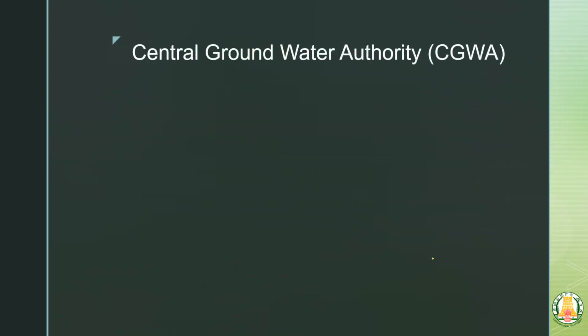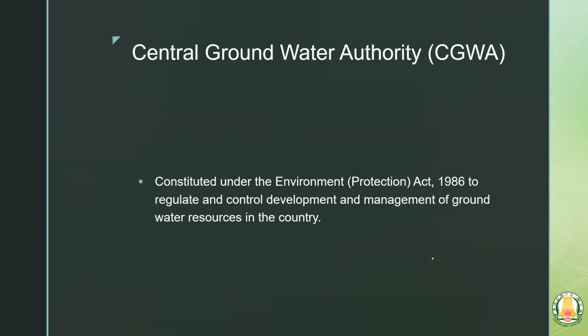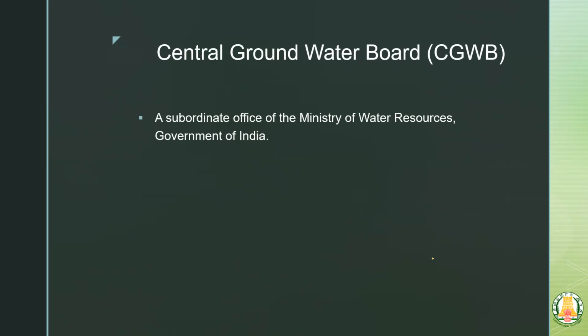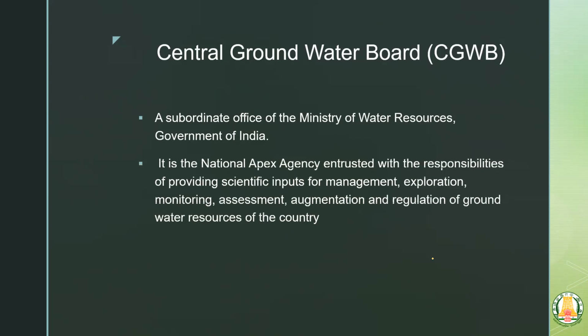Then the Central Groundwater Authority. So for groundwater, there is a separate authority. This is under the Environment Protection Act 1986. Then there is something called the Board. Remember, that is the authority, and this is a board. This is a subordinate office of the Ministry of Water Resources, Government of India. It is a national apex agency entrusted with the responsibility of providing scientific inputs for management, exploration, monitoring, assessment, augmentation, and regulation of groundwater resources.